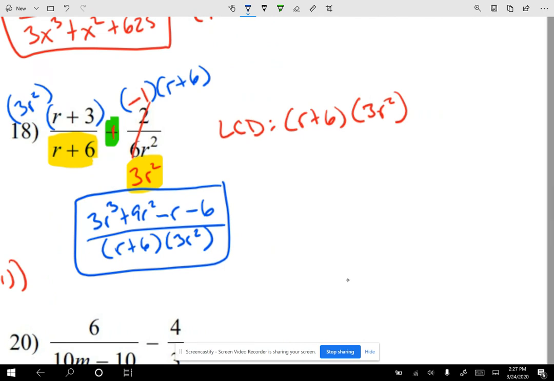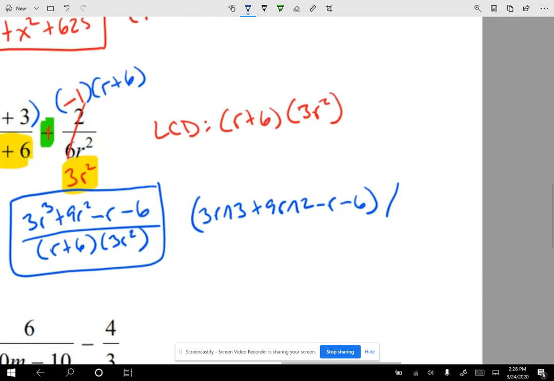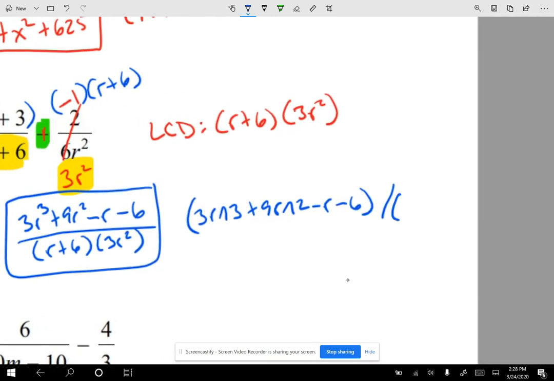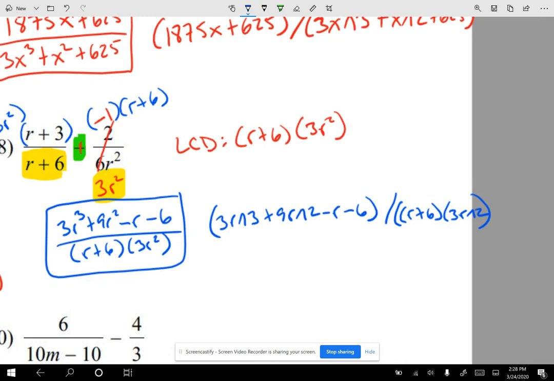So the way I will type this, inside parentheses for the top: 3r to the third plus 9r to the second minus r minus 6. That's all on the top. Over, at the bottom I have a big set of parentheses. Inside of it I have r plus 6 and 3r to the second. Make sure for exponents, don't forget to use the little caret, the little thing that looks like an arrow going to the top.